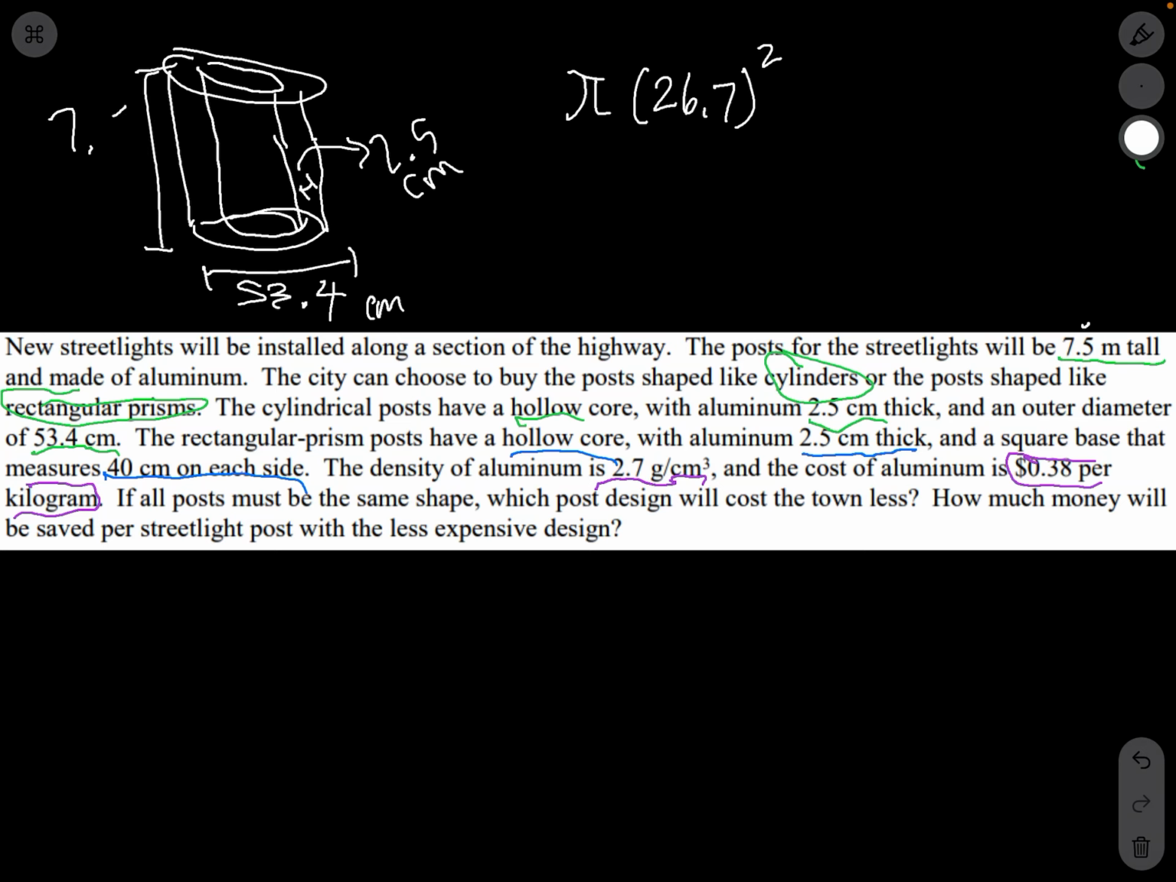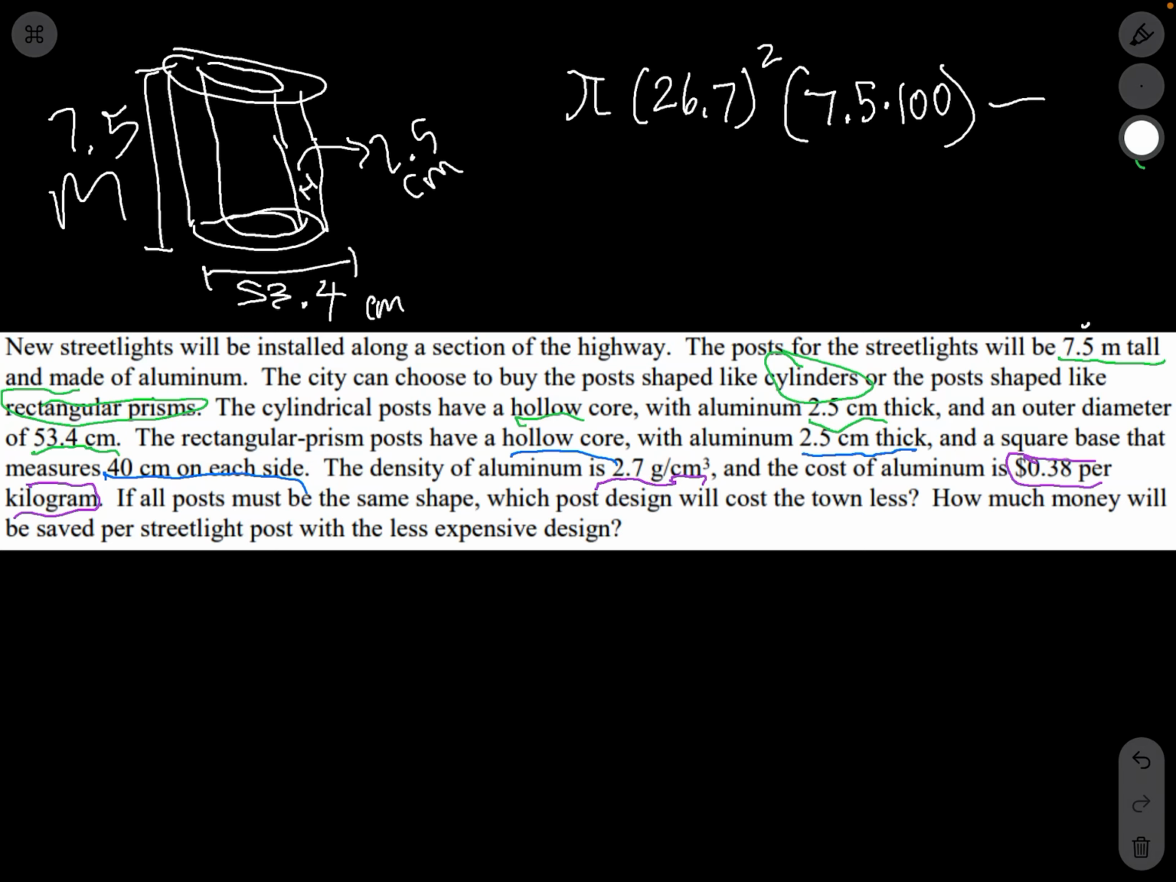That's 7.5 meters, so it's not centimeters, it's meters. So we have to do 7.5 times 100, because each meter has 100 centimeters. We multiply this by 7.5 times 100, which is 750. But I'm going to write it as 7.5 times 100 so that we know what we're doing.